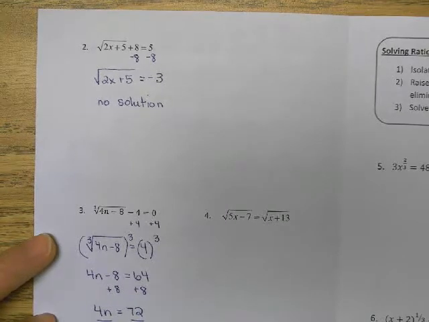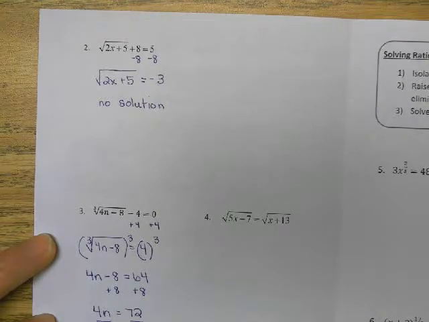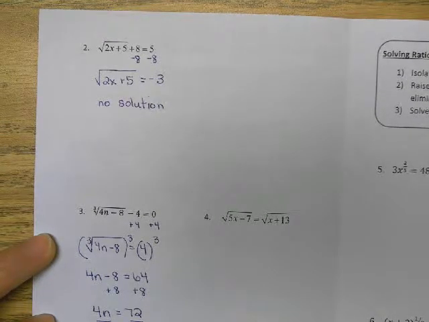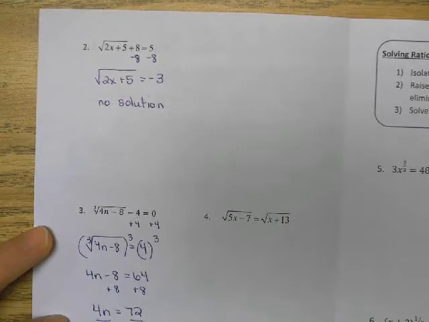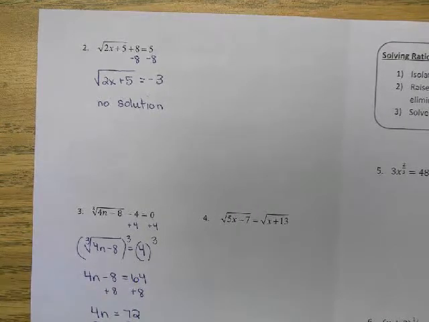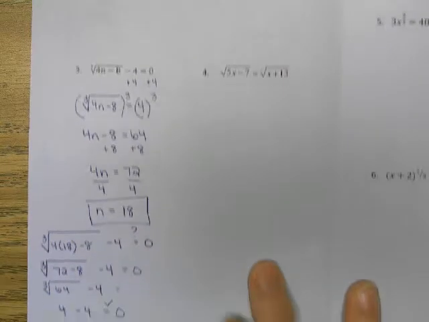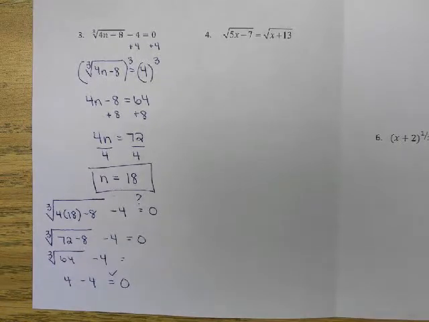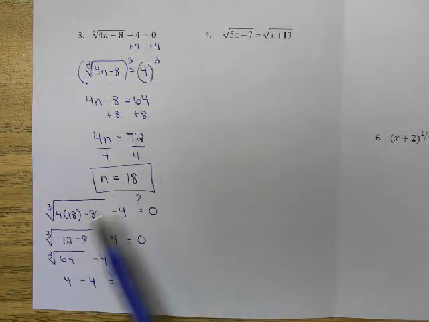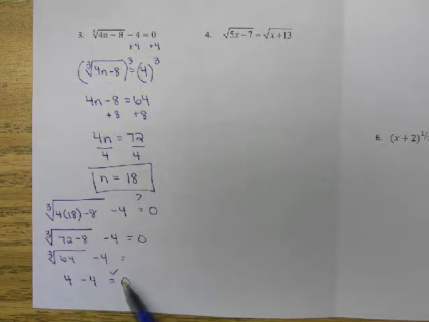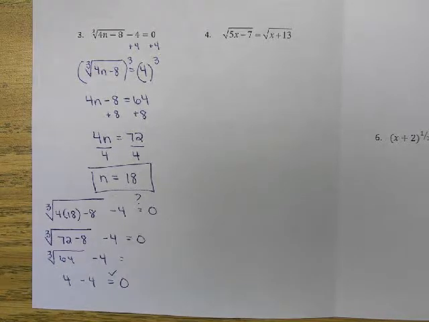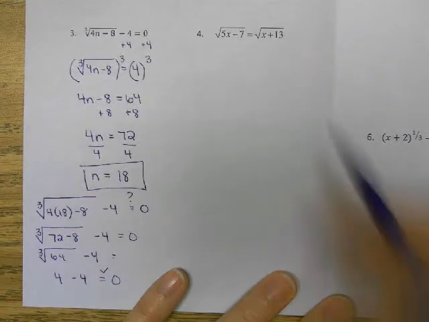So then 72 minus 8 is going to give me 64. Well, the cube root of 64 is 4, so is 4 minus 4 equal to 0? Yes. Sorry, you couldn't see that. So as I work this out, I get 4 minus 4 equals 0, so 18 is a valid solution.